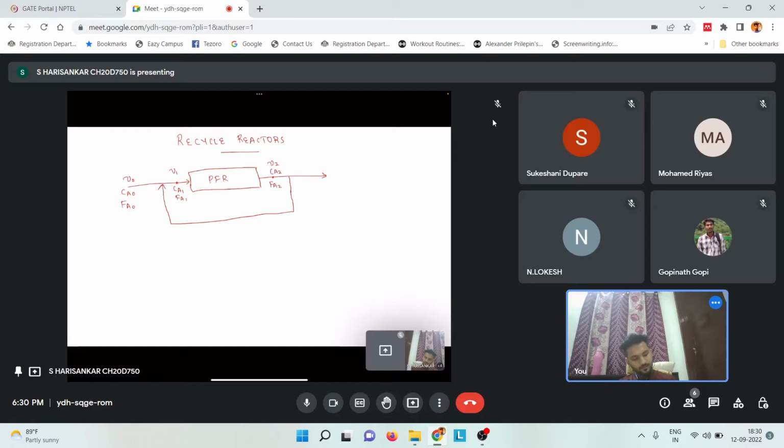Then finally it will be nu F and Ca2, which will be equal to CaF, because there is no reaction that is happening after this point, so the concentration will remain the same.